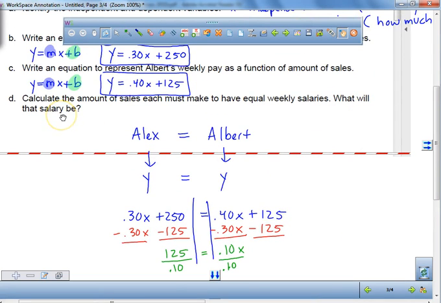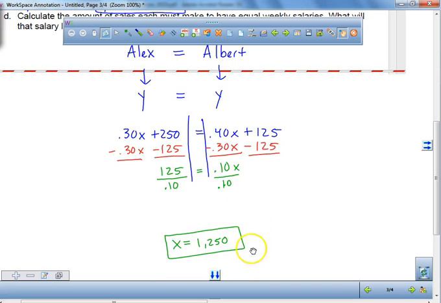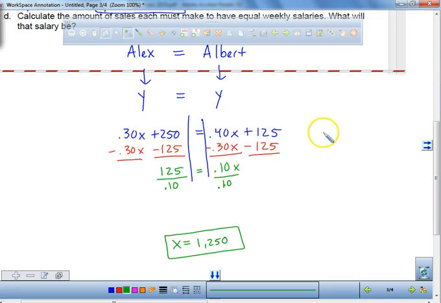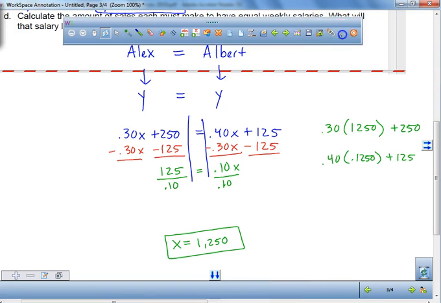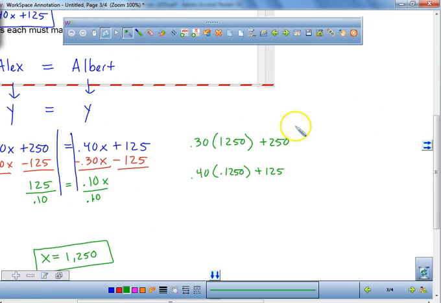What will that salary be? So what are we going to do with our answer? We're going to take it and plug it back in. What I want you guys to do right now is take 0.30 and plug in 1250 into the calculator, and add 250. And you'll notice if I take 0.40, multiply it by 1250, and then add 125, you should get the exact same answer. What do you guys get here and here?